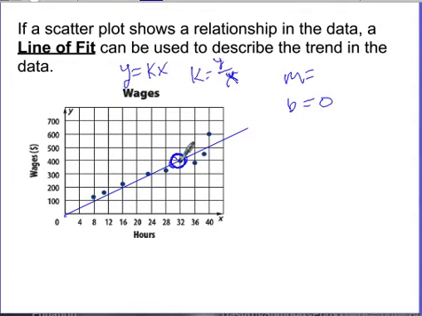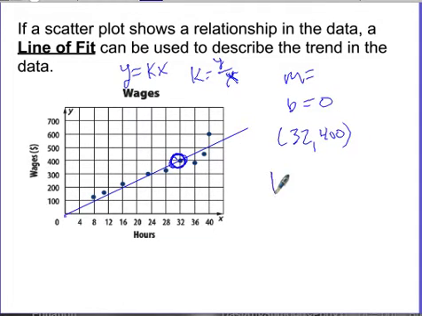Do I have an ordered pair? Yes. I have a really good ordered pair that's right on the line. So what is that ordered pair? Give it to me in proper order. 32, 400 is the ordered pair.